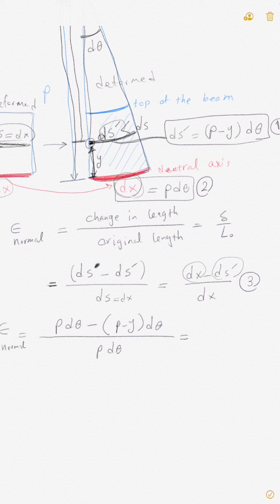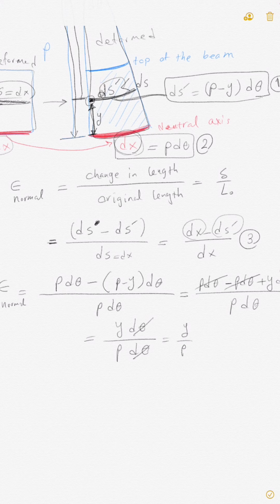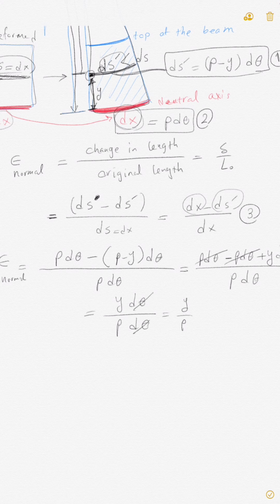Now let's simplify the top. The top becomes rho d theta minus rho d theta plus y d theta, divided by rho d theta. Okay, so this rho d theta cancels with this rho d theta. You will end up with y d theta divided by rho d theta. Whatever d theta is, they cancel out. You get y over rho. That's what you get. So your normal strain, epsilon, let's write it here. Epsilon is equal to y over rho.